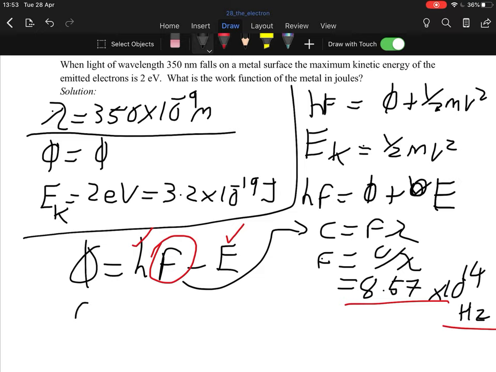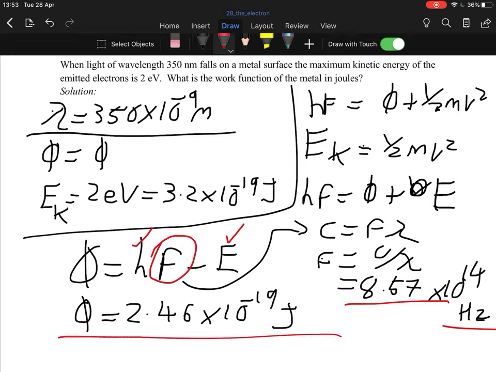There you go. So now we have frequency as well. All right. So we worked it down to the point where I had everything but F. I've now found F. You sub everything in, and your work function should end up being 2.46 by 10 to the minus 19 joules. And there you go. So that question was a bit messy.